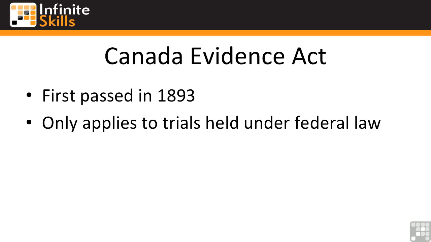Now, as I said, different jurisdictions have different rules, and Canada, of course, is its own completely unique jurisdiction, being a separate country. Now, they have the Canada Evidence Act, which was first passed in 1893, nearly 100 years before the United States enacted their federal rules of evidence. In Canada, though, the Canada Evidence Act only applies to trials held under federal law, and there are some exemptions to that, but primarily the Evidence Act only applies to trials that are held under federal law.